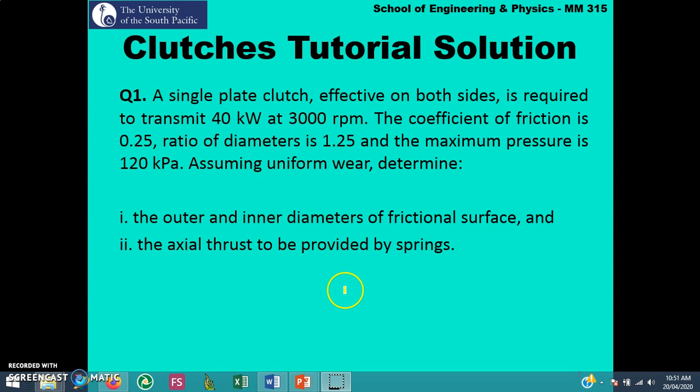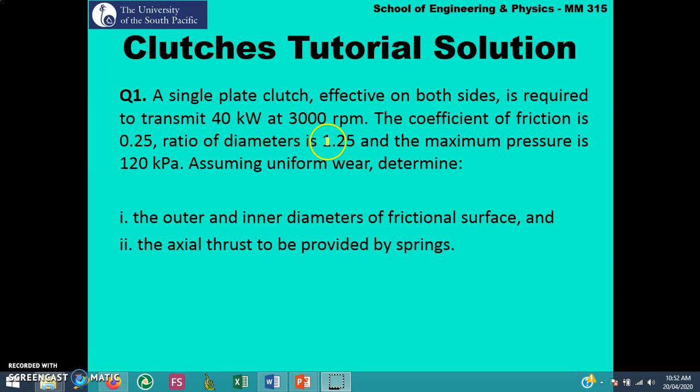Let's look at tutorial question on clutches. So for question 1, it says that a single plate clutch effective on both sides is required to transmit 40 kilowatt of power at a speed of 3000 revolutions per minute. Coefficient of friction is given as 0.25.